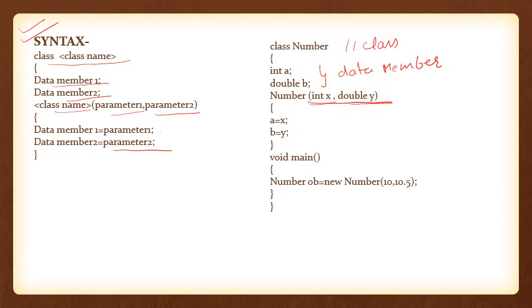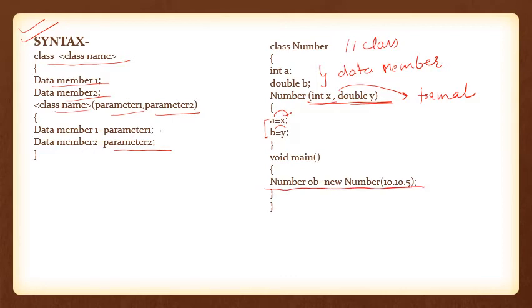You all know that the parameters passed at the time of function definition are known as formal parameters. Here they are A and B. So assign A equal to x and B equal to y. So A will store the value of x and B will store the value of y. Then in void main, create an object.